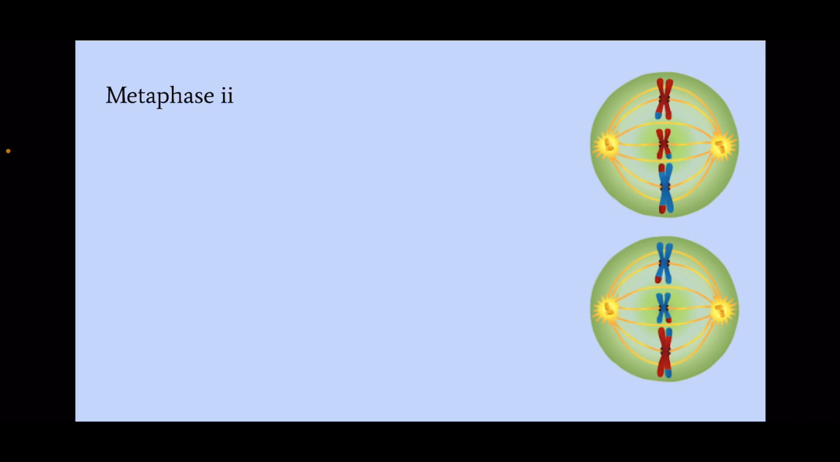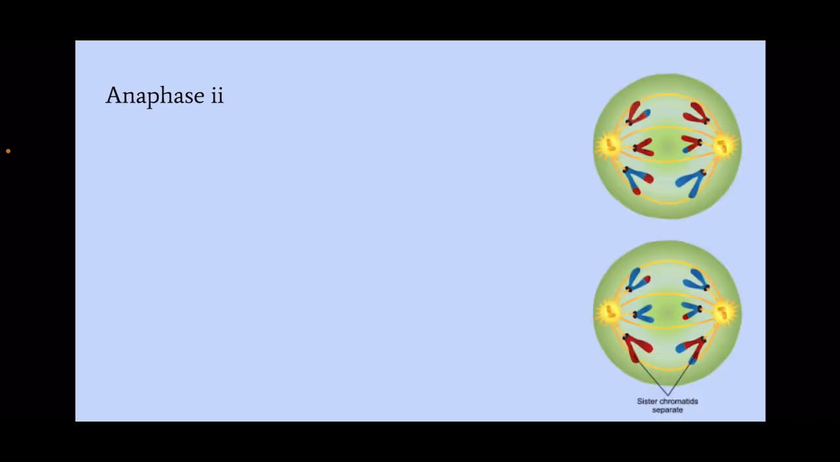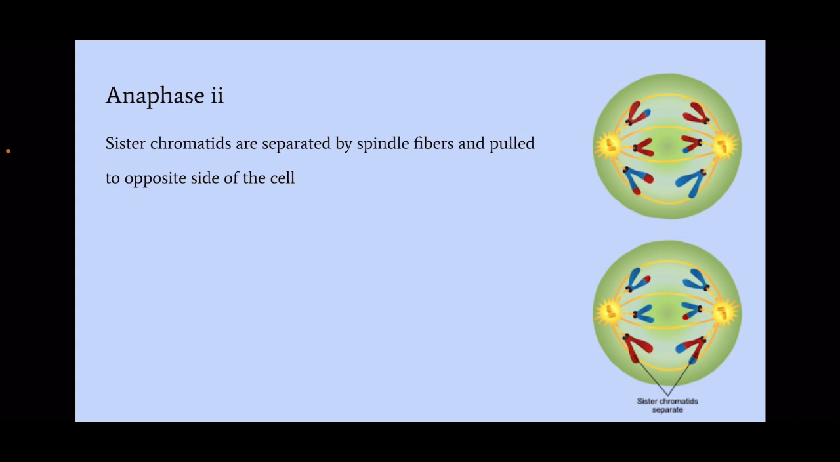Next up is metaphase 2, in which the sister chromatids line up in the center of the cell and the spindle fibers attach to the chromatids in order to be torn apart in anaphase 2. In anaphase 2, the sister chromatids are separated by the spindle fibers and pulled to opposite sides of the cell. Much of this should sound similar to how it occurred last time in meiosis 1, because it's pretty much the same. It's very, very similar.